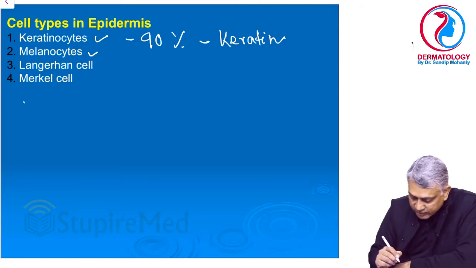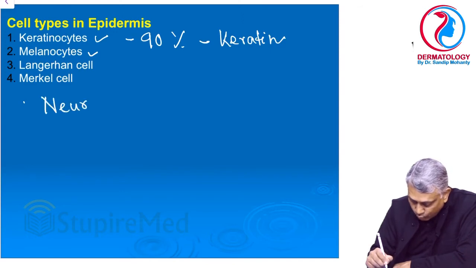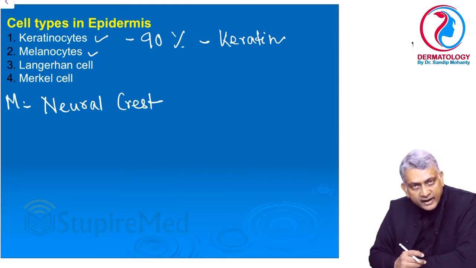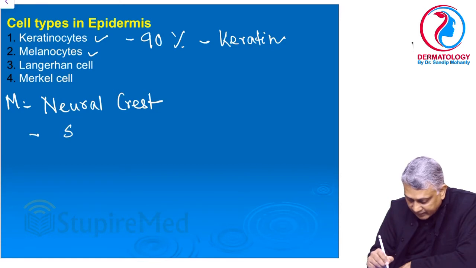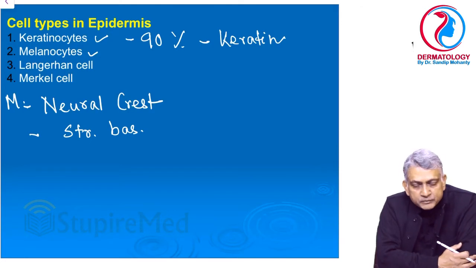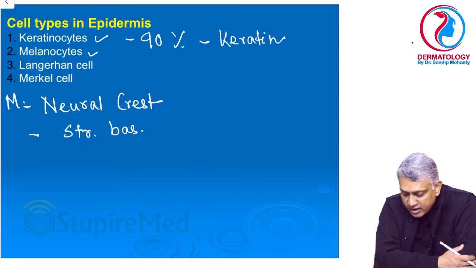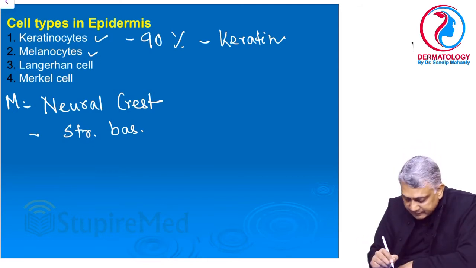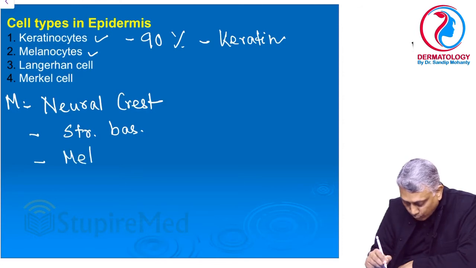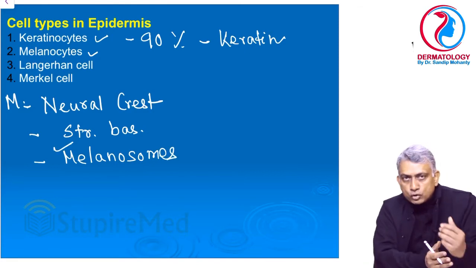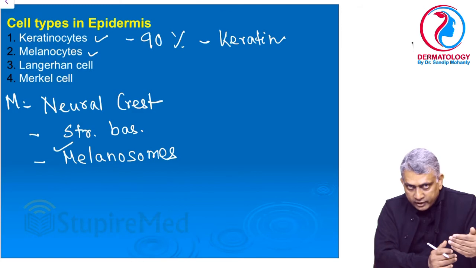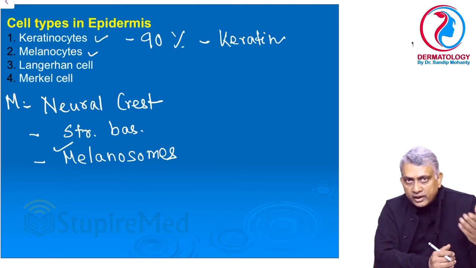First thing to know about melanocytes, they are derived from neural crest. Second, they are present in the stratum basal layer. As you know, the function of melanocytes is production of melanin, which is responsible for skin color. It has organelles which are known as melanosomes. And what is the function of melanosomes? Melanosomes synthesize melanin, store the melanin and transfer the melanin to the keratinocytes.